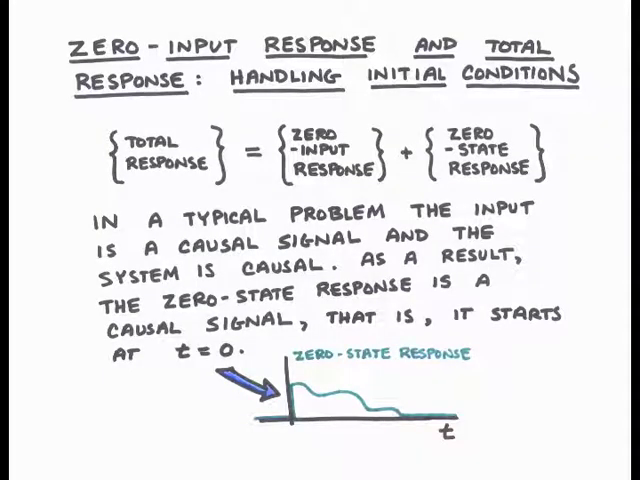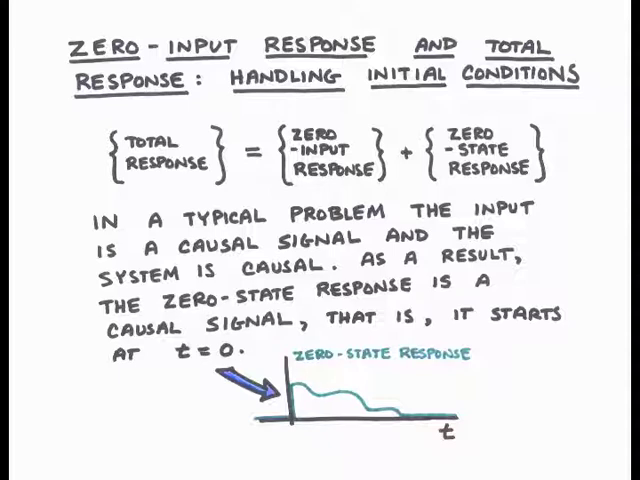When we solve for the zero input response, we need to specify the initial conditions. Typically, we specify these at time 0, but this can cause some problems if we're not careful. The purpose of this presentation is to clarify the issues regarding when we specify the initial conditions.